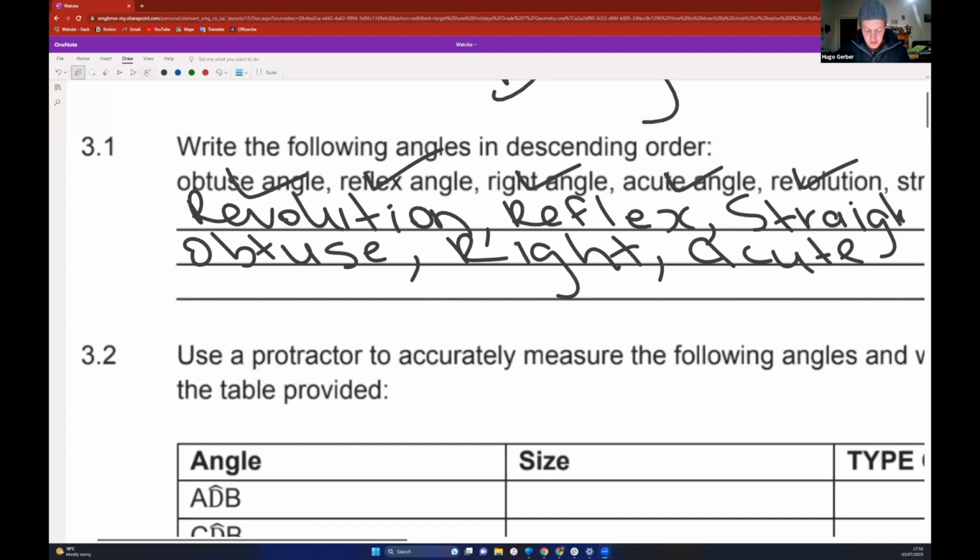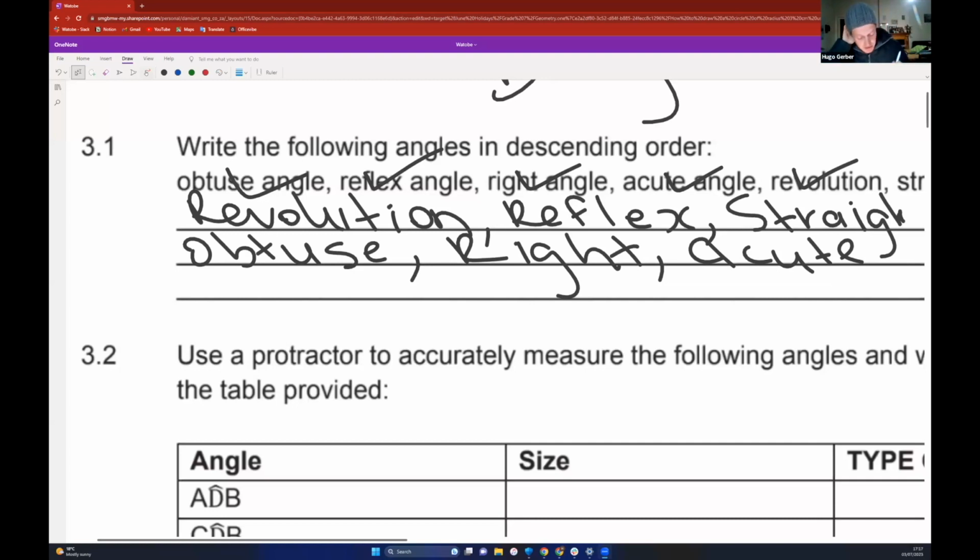All right. So we have revolution all the way around, 360 degrees. That will be the biggest. And this is confusing, I know, because I got caught up in my own words for a second. It's revolution. Then we have reflex, which is bigger than a straight line. So it's anything smaller than 360 degrees, but bigger than 180 degrees. Then we have a straight angle, which is always a line. It's 180 degrees.